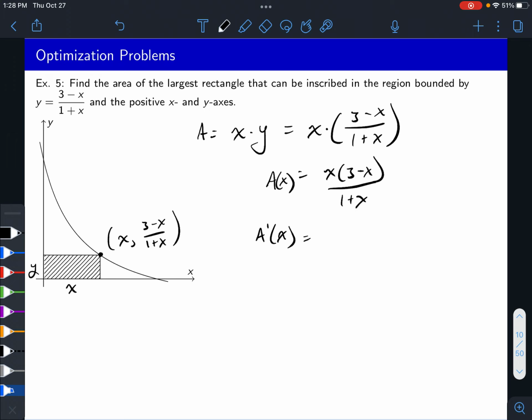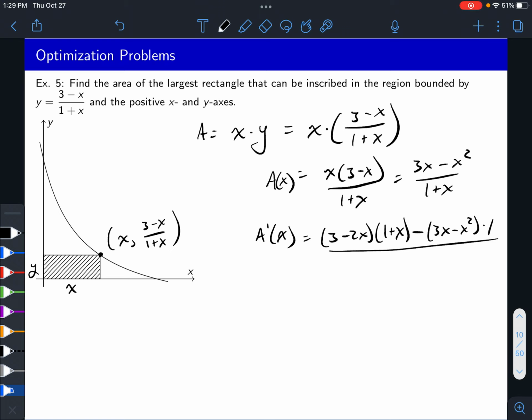All right, so a prime, the derivative of the top, maybe I should have distributed this for the derivative. So (3x minus x squared) over (1 plus x). The derivative of the top is going to be 3 minus 2x. Keep the bottom the same. So we're doing quotient rule here, right? f prime g minus f g prime. So minus the top, keep the top the same, times the derivative of the bottom, and the derivative of the bottom is just 1, so that's nice, all over the denominator squared.